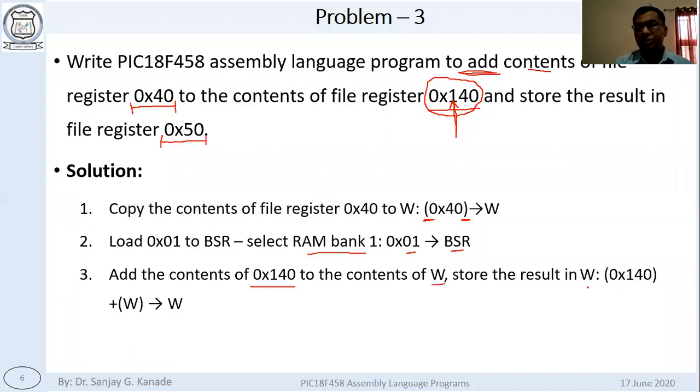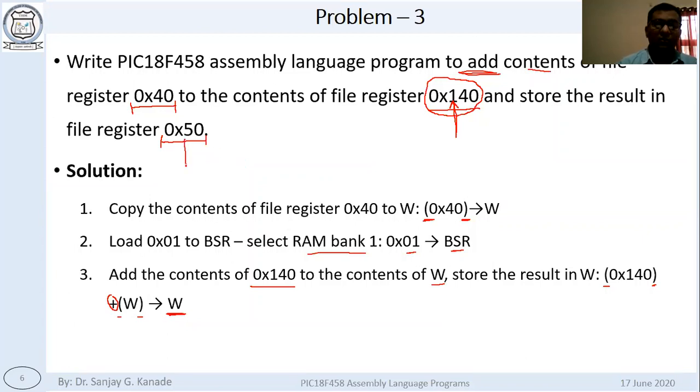So the third step is add the contents of register 0x140 to the contents of W and store the result in W. So what happens? Again, note the brackets here, means the contents of this address 0x140 plus the contents of W are getting added, and the result is getting stored in W, means in the working register. However, in the problem, what is asked? Where to store the result? We have to store the result in file register 50. Now, where is this 50?